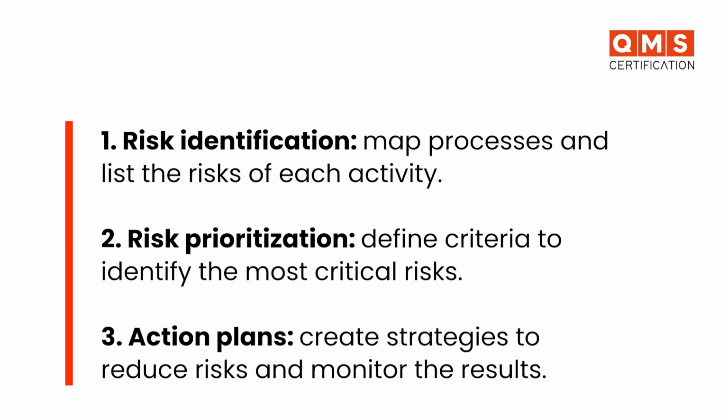Summary of the 3 steps. So, regardless of the methodology you use, these 3 steps will always be fundamental to structuring your company's risk management. 1. Risk identification. Map processes and list the risks of each activity. 2. Risk prioritization. Define criteria to identify the most critical risks. 3. Action plans. Create strategies to reduce risks and monitor the results. If you follow this structure, you will ensure that your company is always one step ahead in risk management.